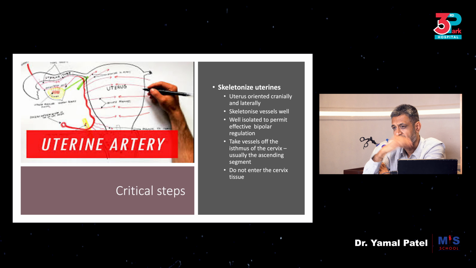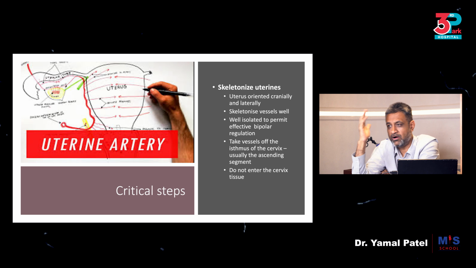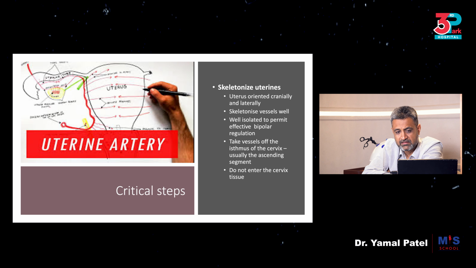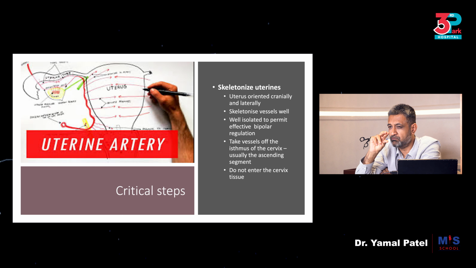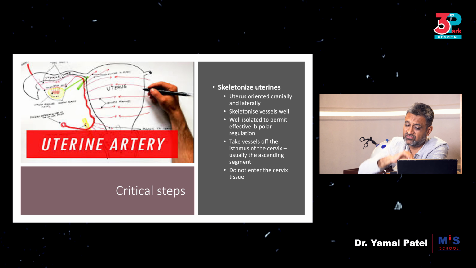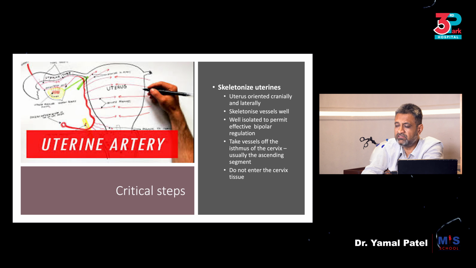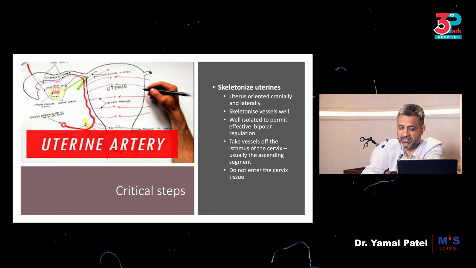The next step, after you've done the posterior and the anterior, is to skeletonize the uterines. So in this position, you would actually orientate the uterus cranially and laterally away from the side that you want to operate. You have to skeletonize the vessels well, because it makes it very easy to buzz the vessel directly than to buzz the vessel in bulk with the surrounding structures. Once you have isolated it well, it actually allows better bipolar control of the blood vessel.